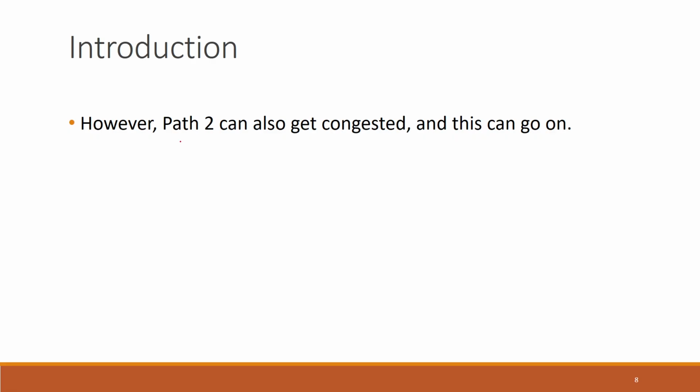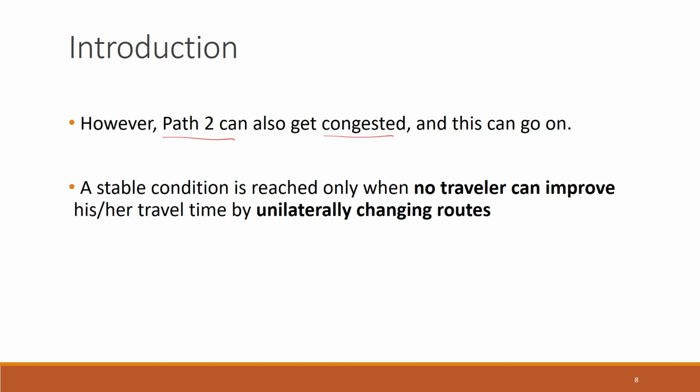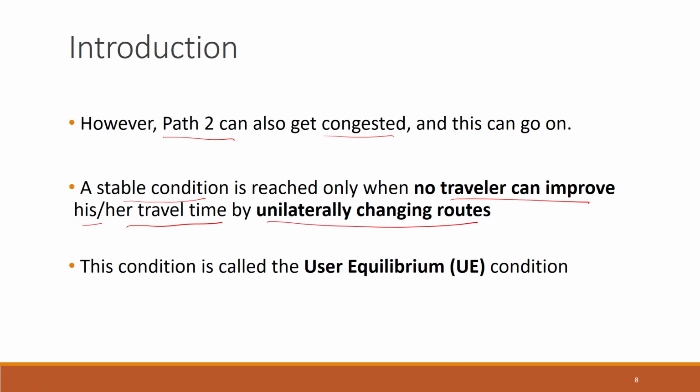However, if everyone decides to shift to path 2, then that can also get congested. And this back and forth transfer of flow between these two paths can keep going until we reach a stable situation where no traveler can improve his or her travel time by unilaterally changing routes. This condition is called the user equilibrium condition.